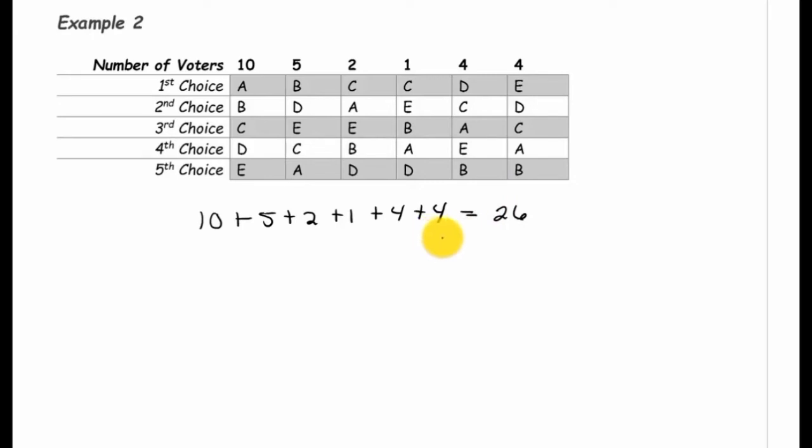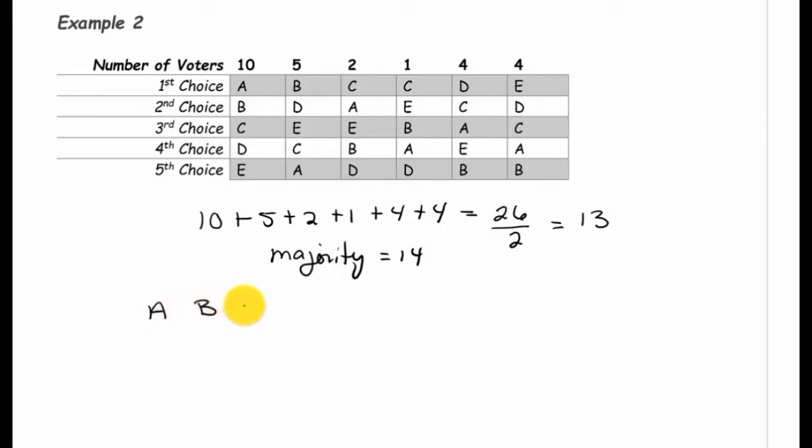Now we need to divide this by 2 to figure out what majority would be, and 26 divided by 2 is 13. 13 is a whole number. That's exactly half. We need more than half to have majority, so majority would be 14. So we need a candidate to have a total of 14 votes or more in order to win using the plurality with elimination method. So let's make up our chart.